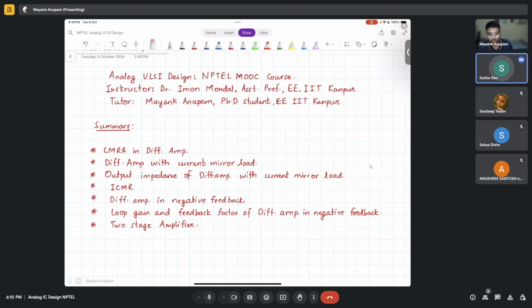Sir, regarding the CMRR value, the instructor sir has used the current ratios and got some GM R naught. But if we use the differential gain and common mode gain, we are getting the result as R naught, sir.